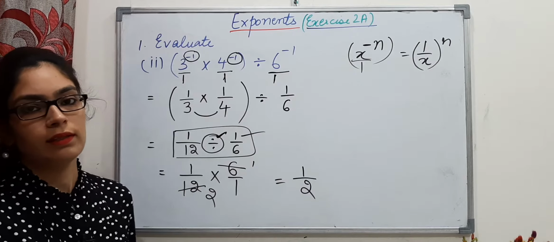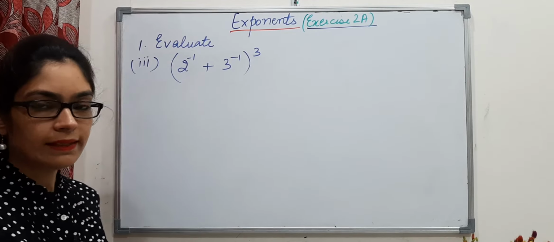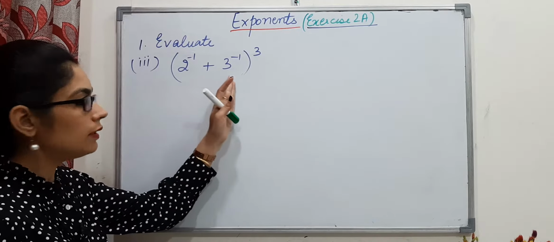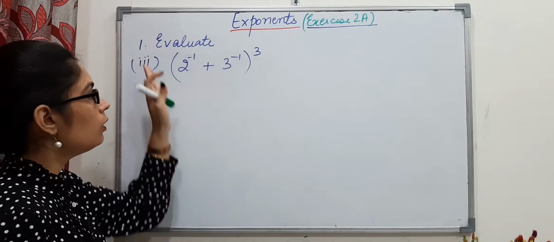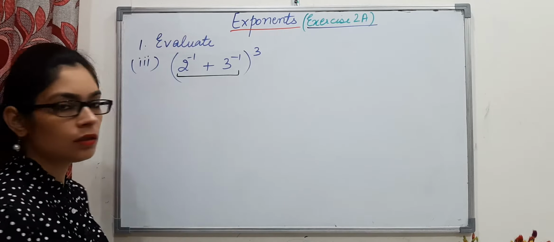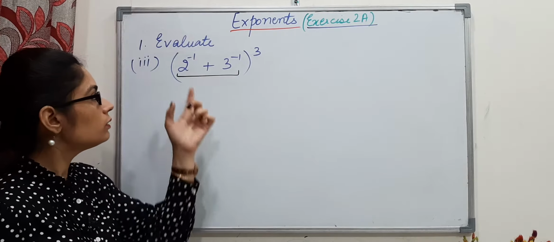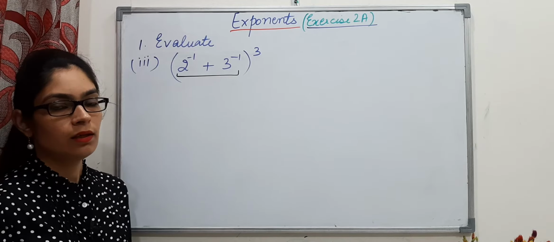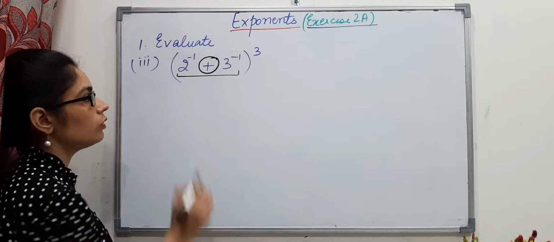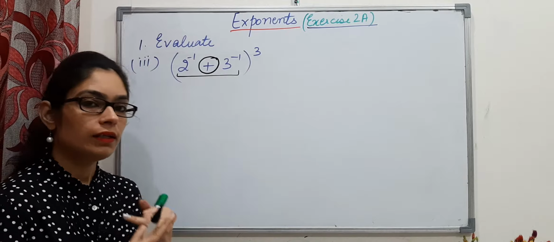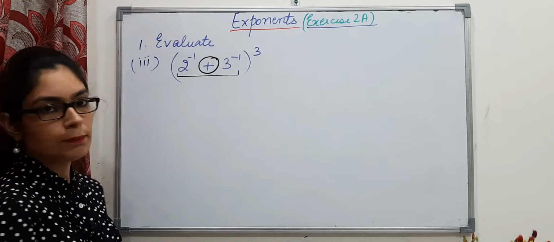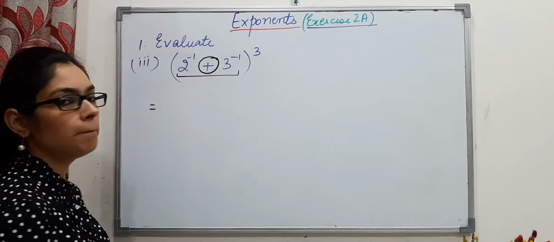Now let's do the next part. In this question it's given to us (2 to the power minus 1 plus 3 to the power minus 1) whole power 3. See here, in the bracket the numbers given to us are 2 and 3. Again the bases are different, and moreover this sign is plus, which means they are neither getting divided nor multiplied. So we have to do it simply, like we did the previous one.